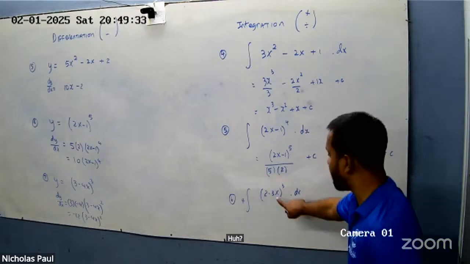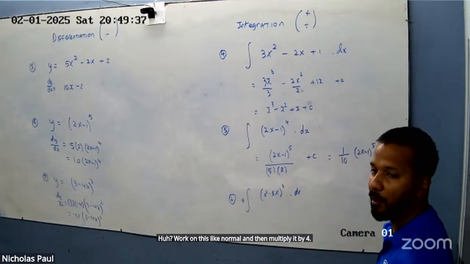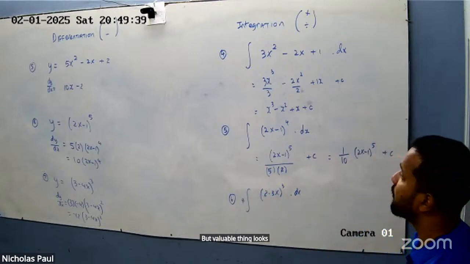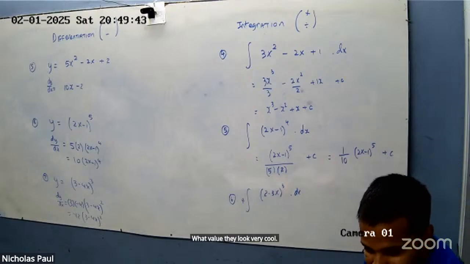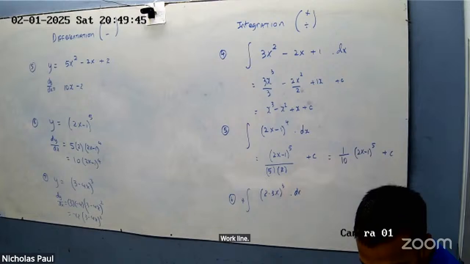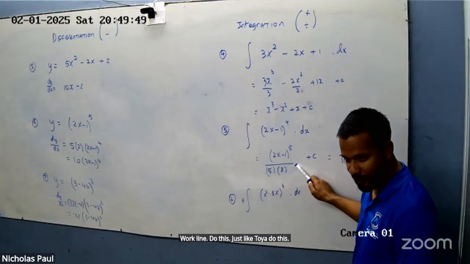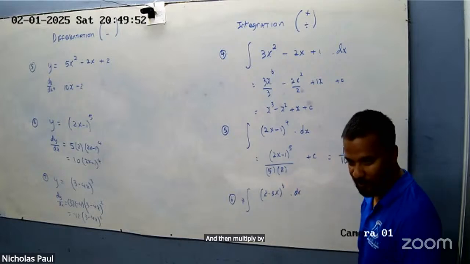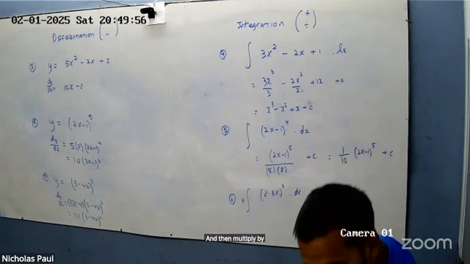Work this out like normal, and then multiply it by 4. Multiply the whole thing by 4. Do this just like how you do this. You understand that? And then multiply by 4. Now do one thing at a time.